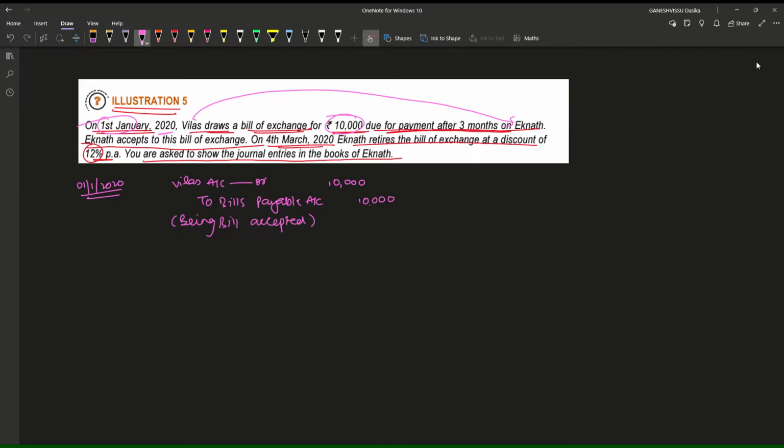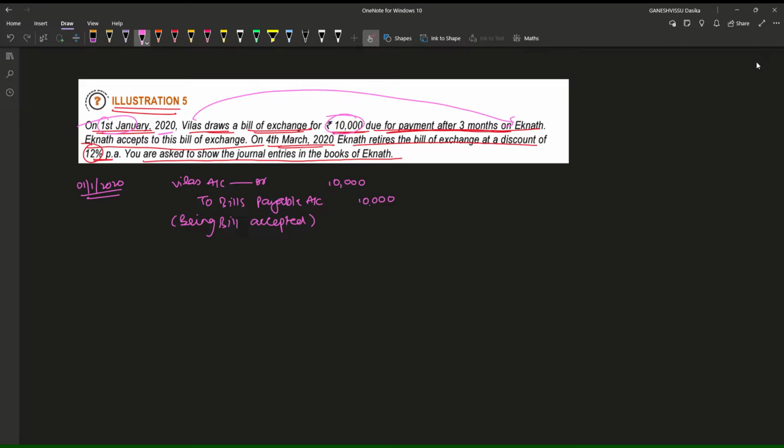I'm sorry for the disturbance. On 1st January 2020, what is Eknath going to record in his books? Because Vilas is drawing a bill of exchange on Eknath, Eknath records the entry as Vilas account debit to bills payable. This is the entry which he records.